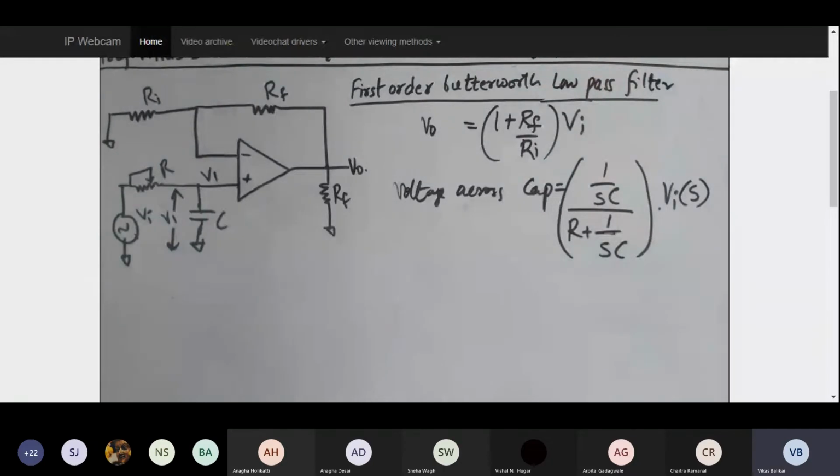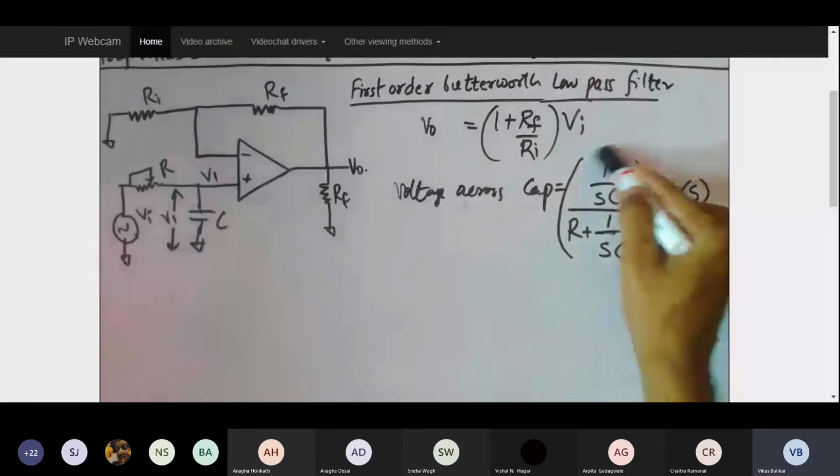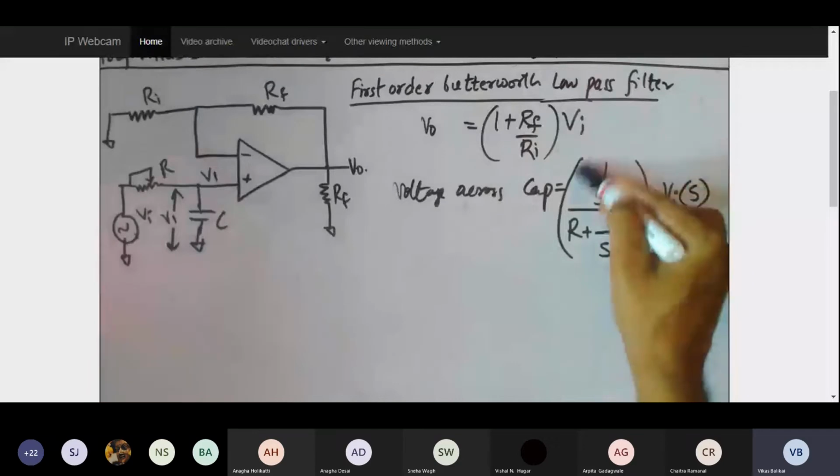I insist you just remember how this 1 by SC comes into the picture. So 1 by SC is nothing but the impedance given by the capacitor, just how you used to write R. These concepts I'll try to clarify in the subsequent class. I don't want to waste my entire time deriving 1 by SC. Let us try to move ahead. In the immediately next class, I'm going to show you 1 by SC. So this is in the place of R. R was coming earlier, and in the place of C, 1 by SC comes.